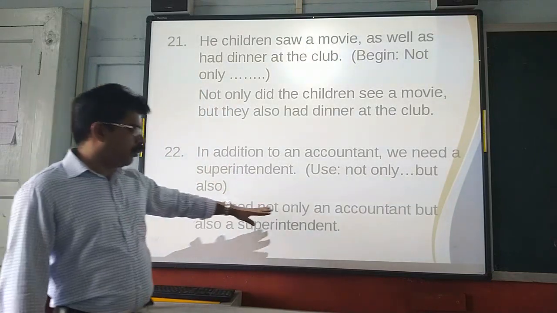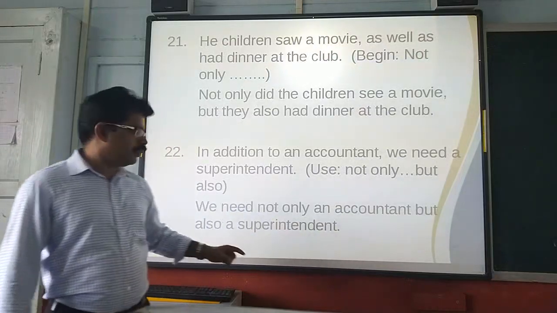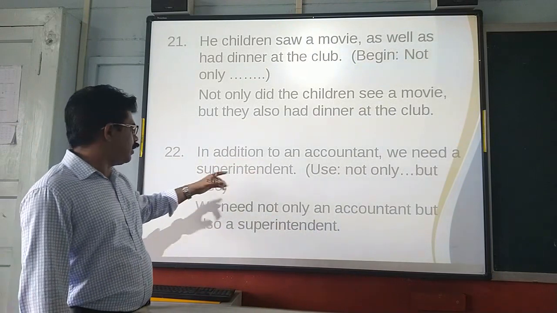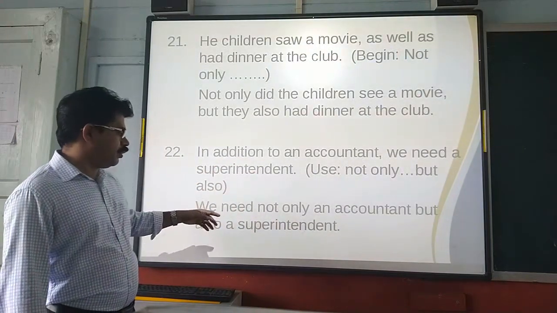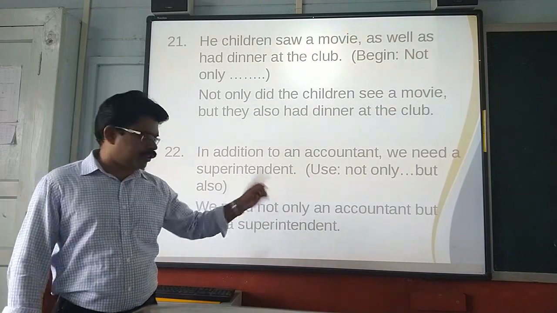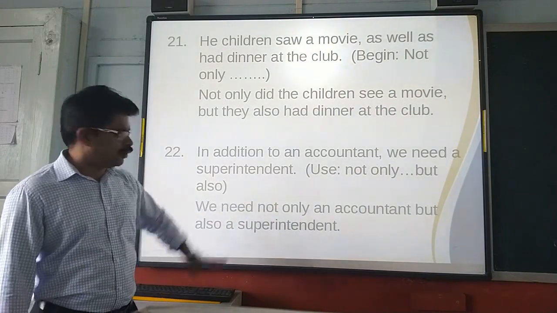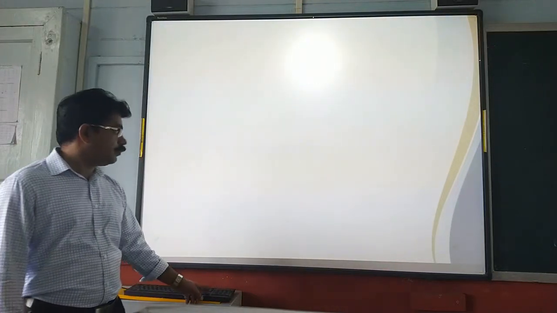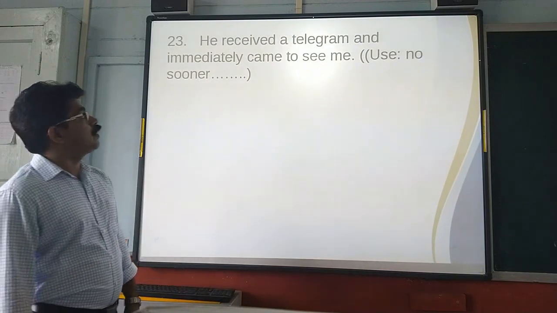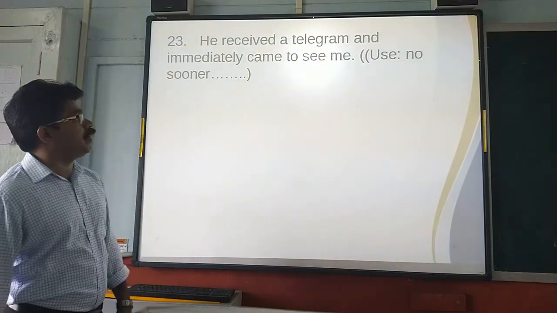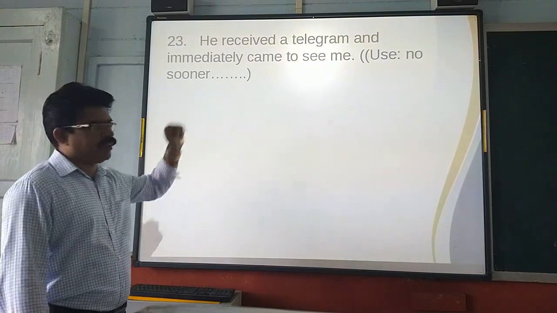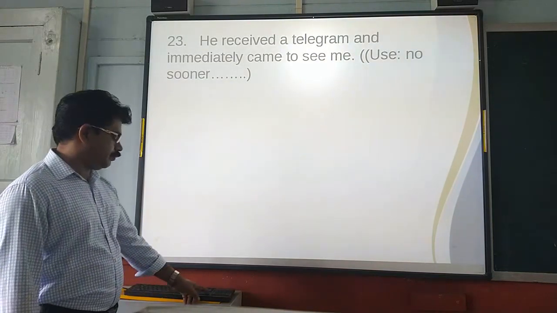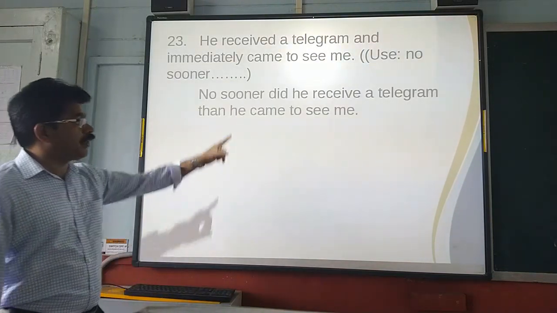We need not only an accountant. In addition to an accountant, we need a superintendent. So we need not only an accountant, but also a superintendent. This should be the structure that has to be followed. He received a telegram and immediately came to see me. Similar to what we have seen. Use no sooner.